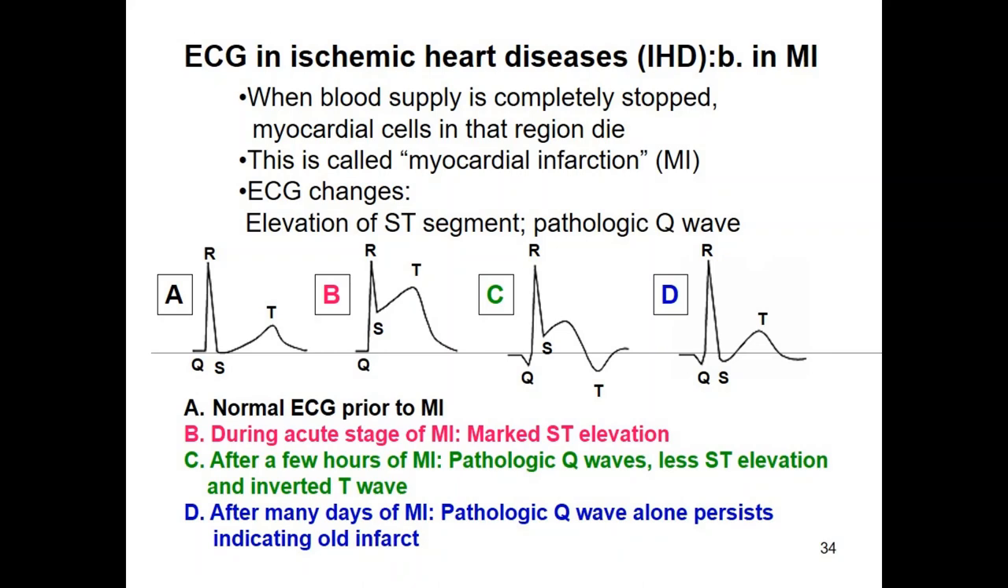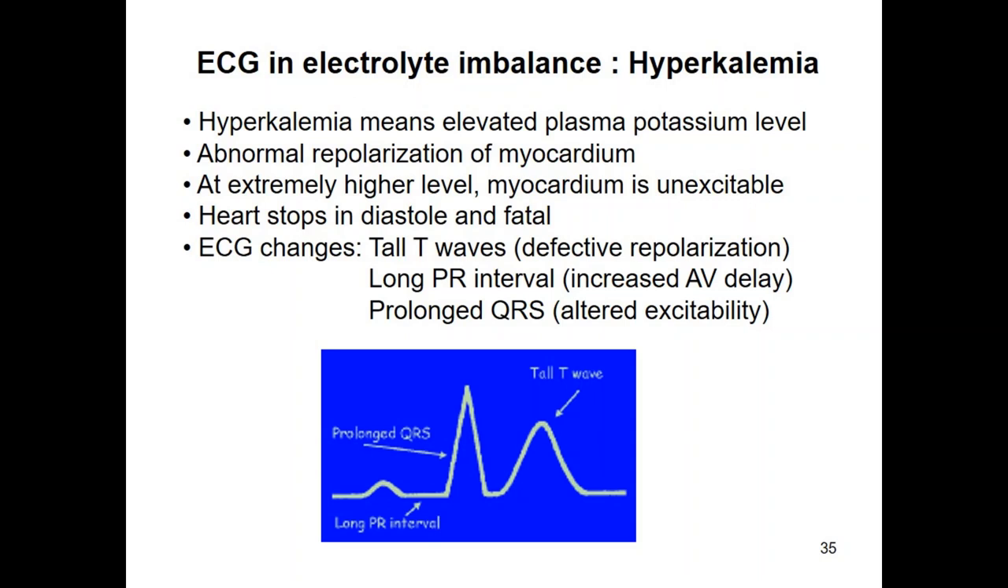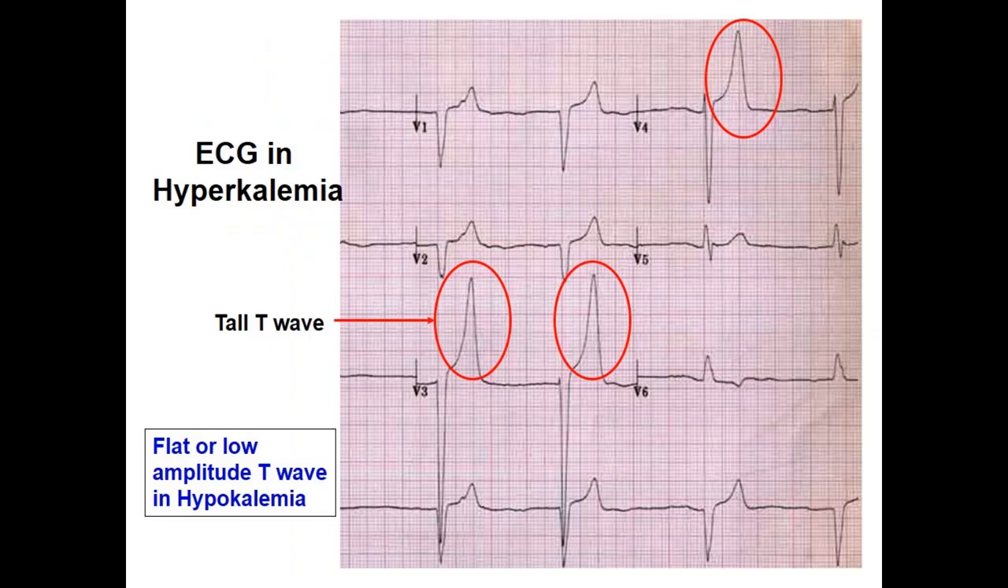Electrolyte imbalances can be diagnosed by ECG. Hyperkalemia shows tall T waves like this, tall T waves. This is the end-to-end triangle.